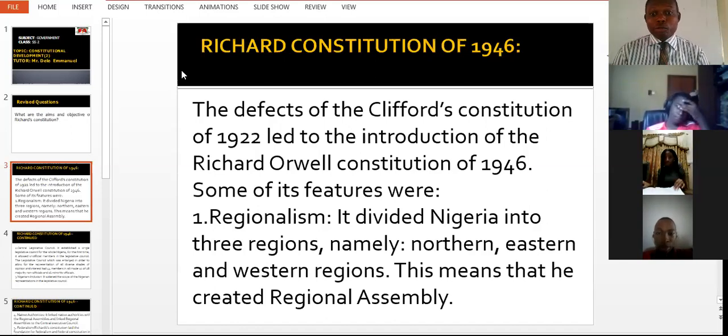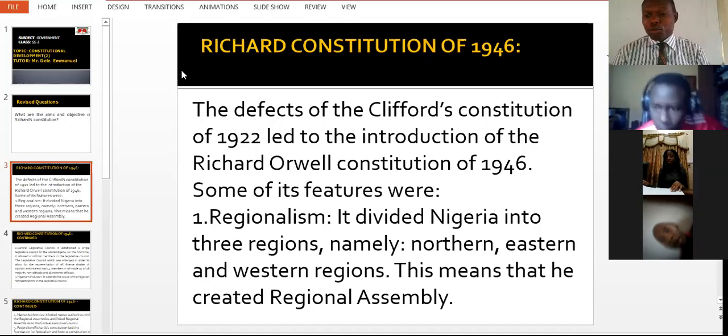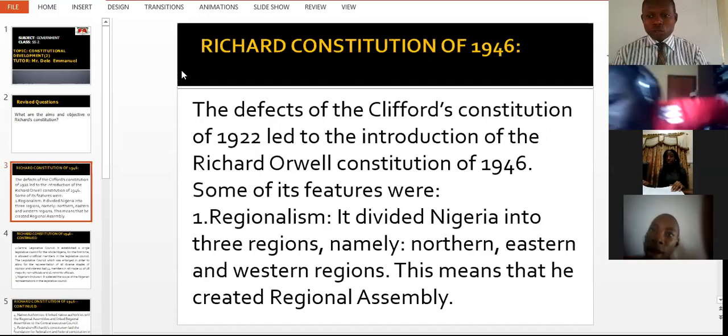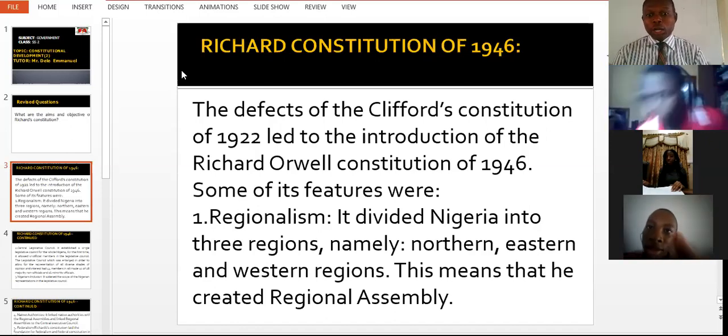Now the first visible feature of Richard Constitution is regionalism.